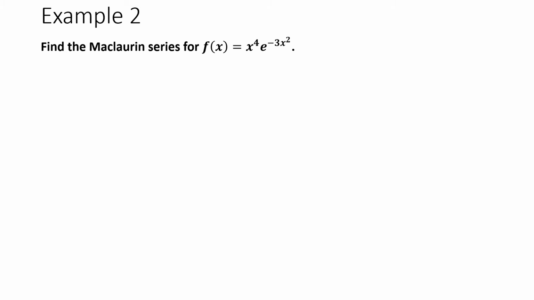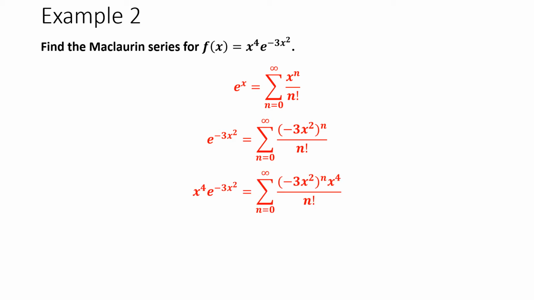The next example has f of x equals x to the 4th times e to the negative 3x squared. Again, I'm going to start with my known series, e to the x, and build from there. Instead of e to the x, I'm going to do e to the negative 3x squared, meaning everywhere I see x, I put negative 3x squared. Then I multiply the whole thing by x to the 4th. So I end up with the summation as n goes from 0 to infinity of negative 3x squared to the n times x to the 4th over n factorial. Then I separate everything out to make it look like a power series: negative 1 to the n times 3 to the n times x to the 2n plus 4, all over n factorial.